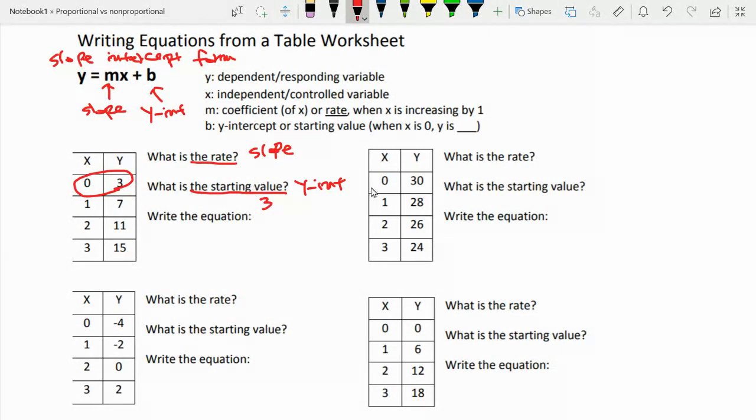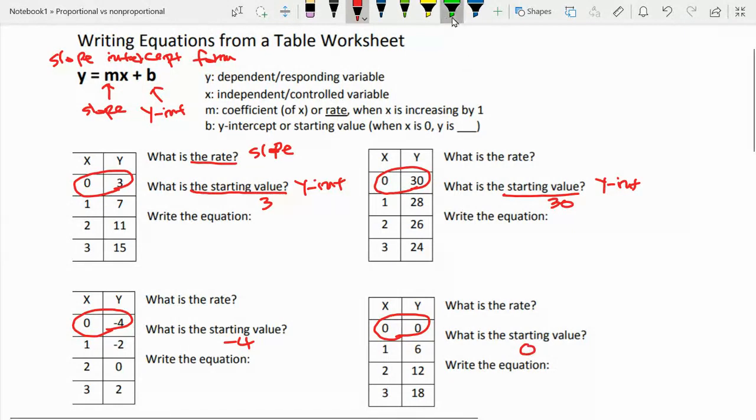All right, so I'm going to go to the next table. What is the starting value or y-intercept? Look at the x is equal to 0, y is 30. So y-intercept should be, this time, 30. All right, the third one, I'm going to look at x is equal to 0. So this is my y-intercept, which is -4. Fourth table, x is equal to 0, y is equal to 0, right here. That is my y-intercept. So this time my y-intercept is 0.